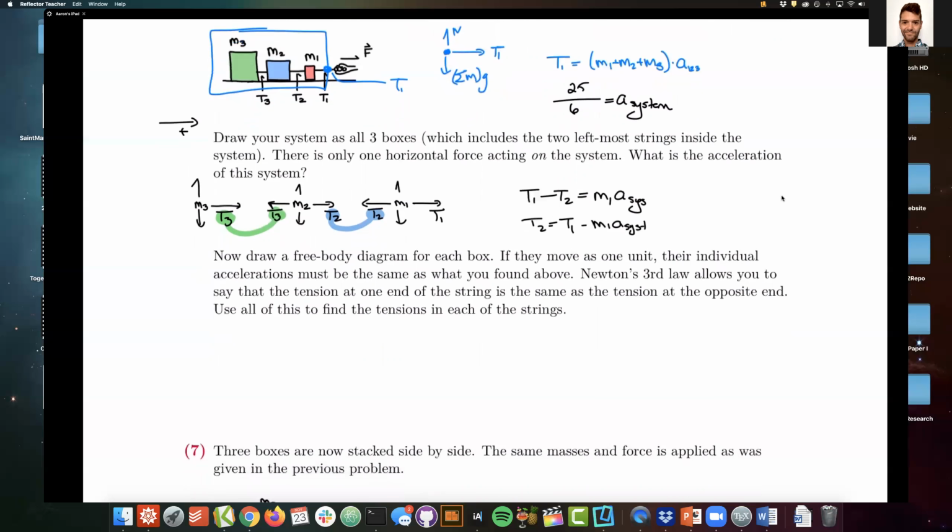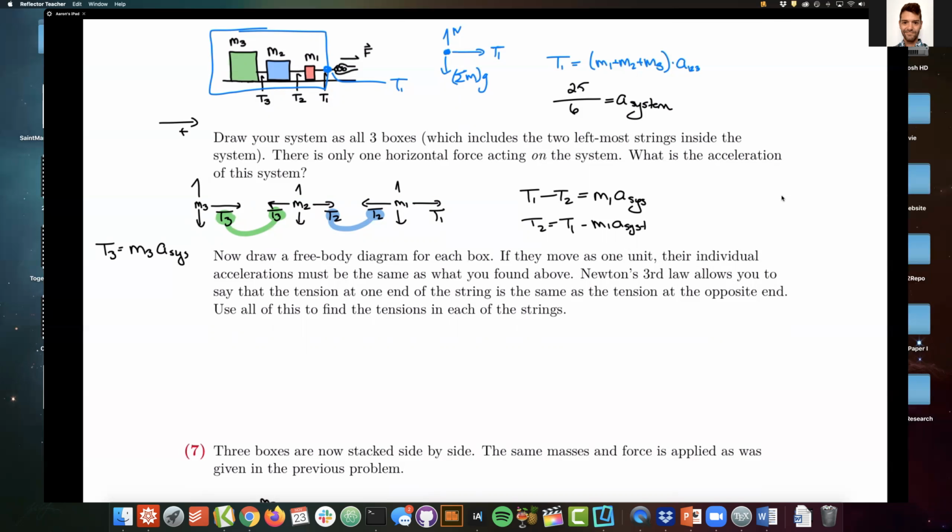Or similarly, if I look at mass 3, T3 is pulling to the right. That's the only force acting in the horizontal direction. So then that must be equal to M3 times the acceleration of the system. And then if you put those together, you get something that's self-consistent with the second mass, for example. We were trying to find the tension, so this is a way to find all the tensions.